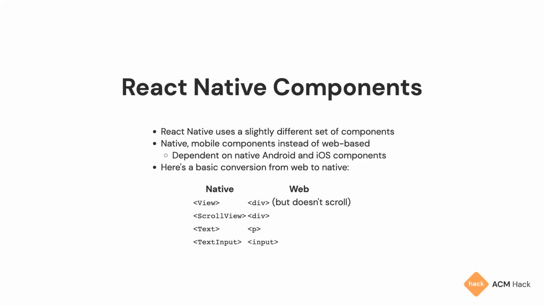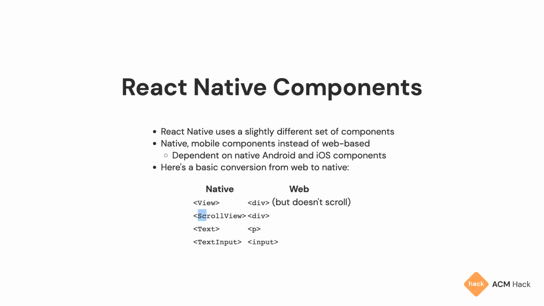These components directly translate to various iOS and Android components, so they look like they're part of iOS or part of Android. Here's a very simple chart. There are obviously more than 4 components, but these are the ones you would use the most. A view corresponds to a div. A div is just the most generic component in web, so it's just anything that contains anything.